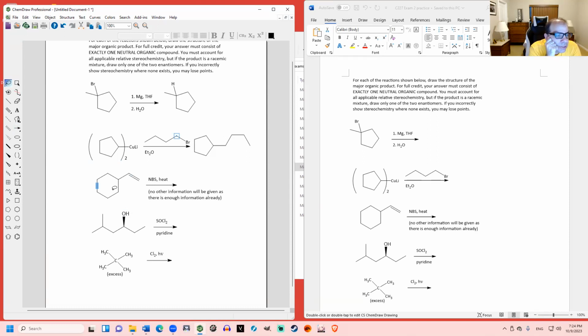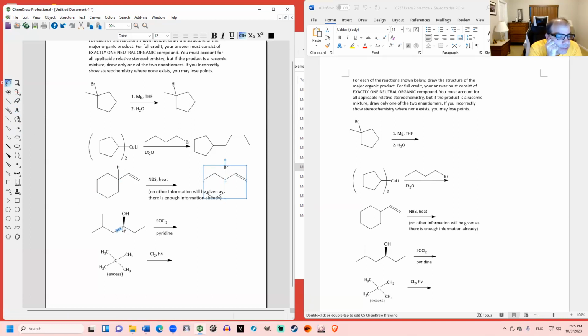In the next reaction, we're treating this alkene with NBS and heat. And as we said in class, it's best practice, unless it says excess, that it means one equivalent. However, in this case, it doesn't matter even if you use an excess because there's only one hydrogen that's allylic, this hydrogen here. So that's the only one that can get substituted for bromine from the NBS. So that's the product.